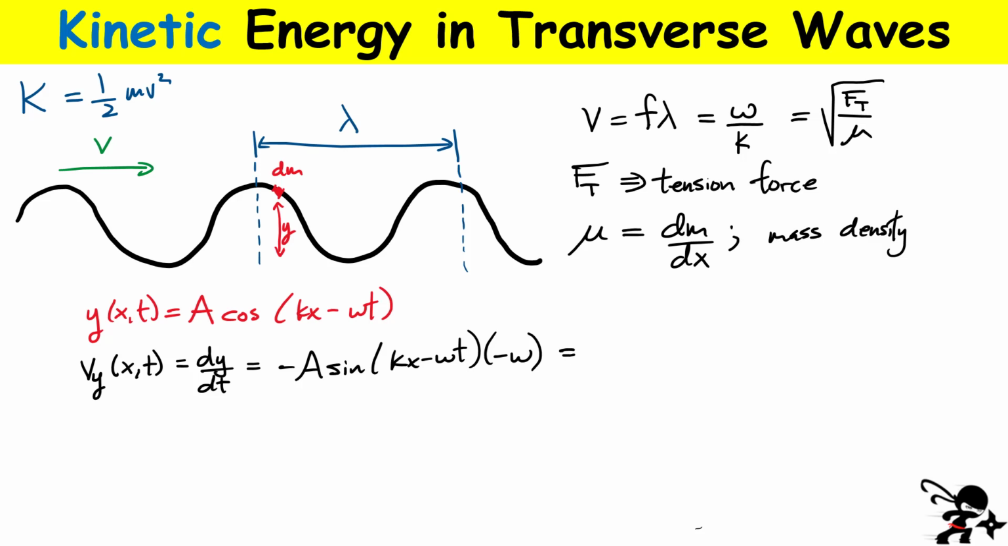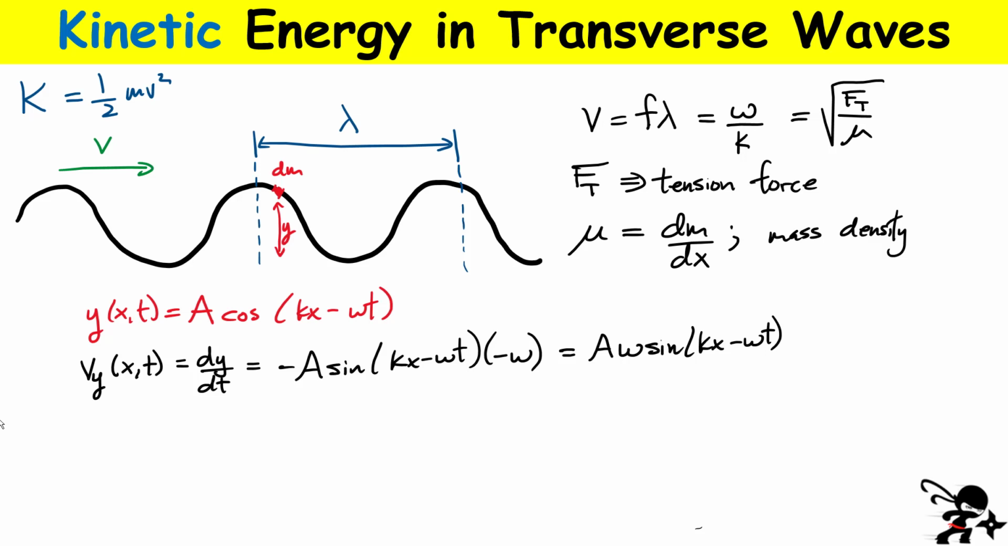Now we're going to group together some of those terms. See, these negative signs are going to cancel out. So here you're left with a omega sine of kx minus omega t. All right, so that is the instantaneous velocity, the instantaneous position of this transverse wave.